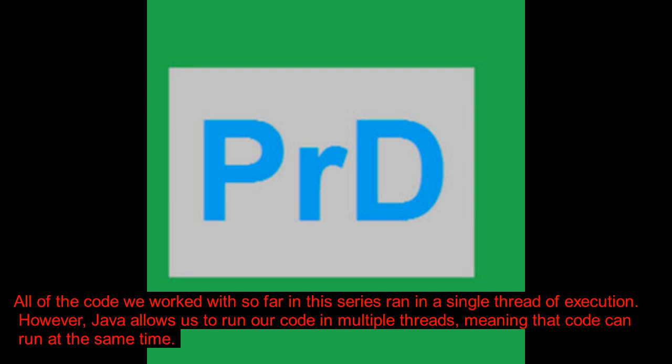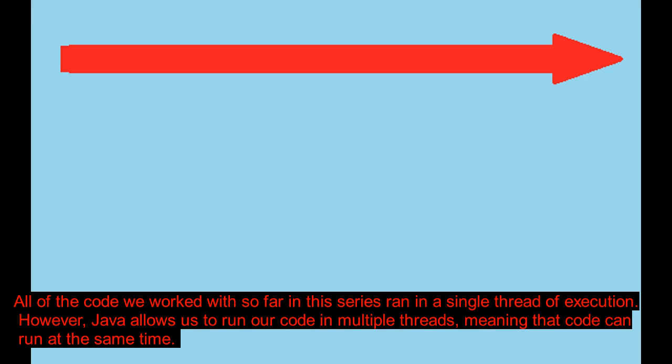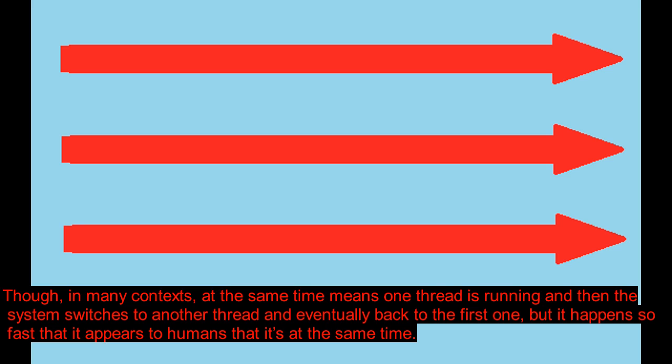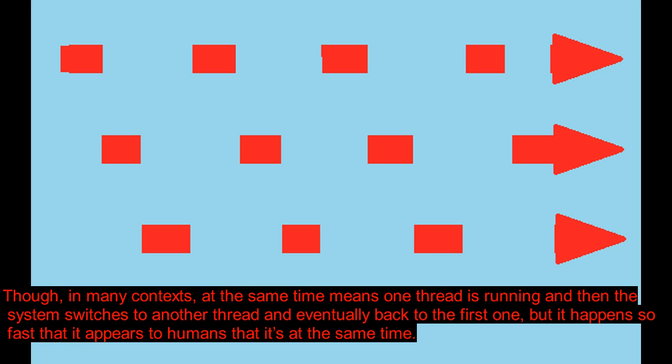All of the code we worked with so far in this series ran in a single thread of execution. However, Java allows us to run our code in multiple threads, meaning that code can run at the same time. Though in many contexts, "at the same time" means one thread is running and then the system switches to another thread, and eventually back to the first one, but this happens so fast that it appears to humans that it is at the same time.